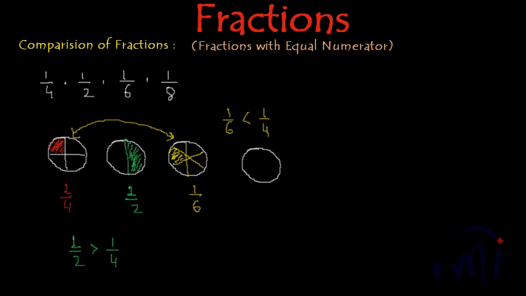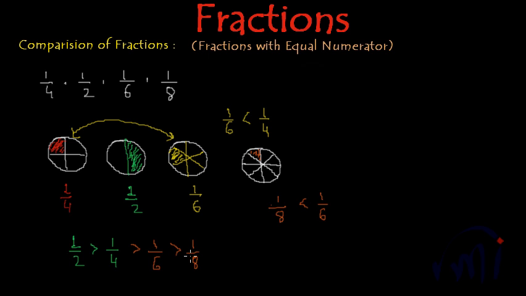And what about 1 by 8? Again, I have pasted the same circle, and this time I am going to divide it into 8 equal parts. So these are 4 equal parts, and now again I am going to divide each into 2 equal parts, and now if I take one part out of these 8 parts, it is actually the smallest. This is 1 by 8 and it is definitely less than 1 by 6, right? So if I compare these fractions, 1 by 2 is bigger than 1 by 4, and 1 by 4 is bigger than 1 by 6, and 1 by 6 is bigger than 1 by 8, right?